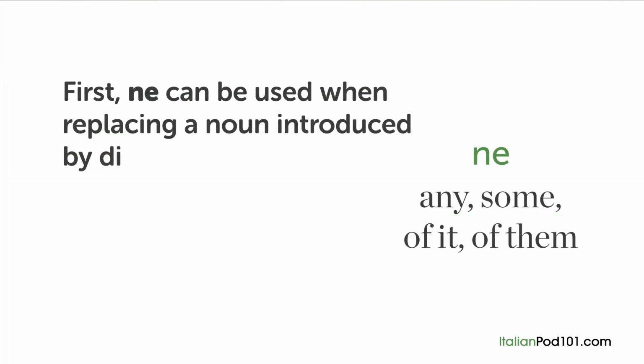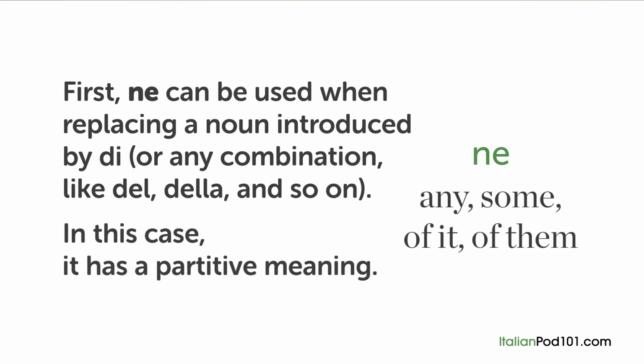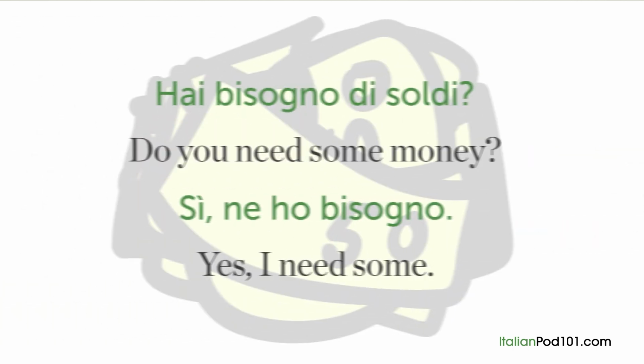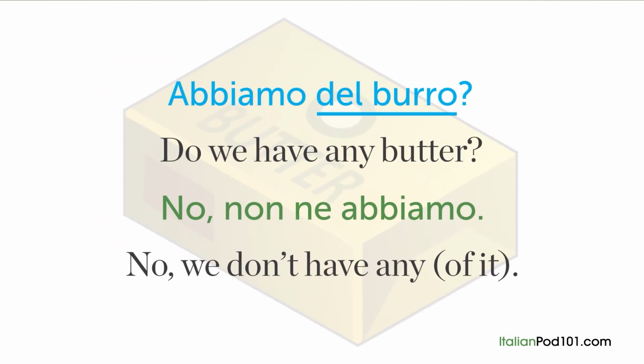First, ne can be used when replacing a noun introduced by di or any combination like del, della, and so on. In this case, it has a partitive meaning. It can be translated as any, some, of it, of them. For example, hai bisogno di soldi? Sì, ne ho bisogno. Do you need some money? Yes, I need some. Abbiamo del burro? No, non ne abbiamo. Do we have any butter? No, we don't have any of it.